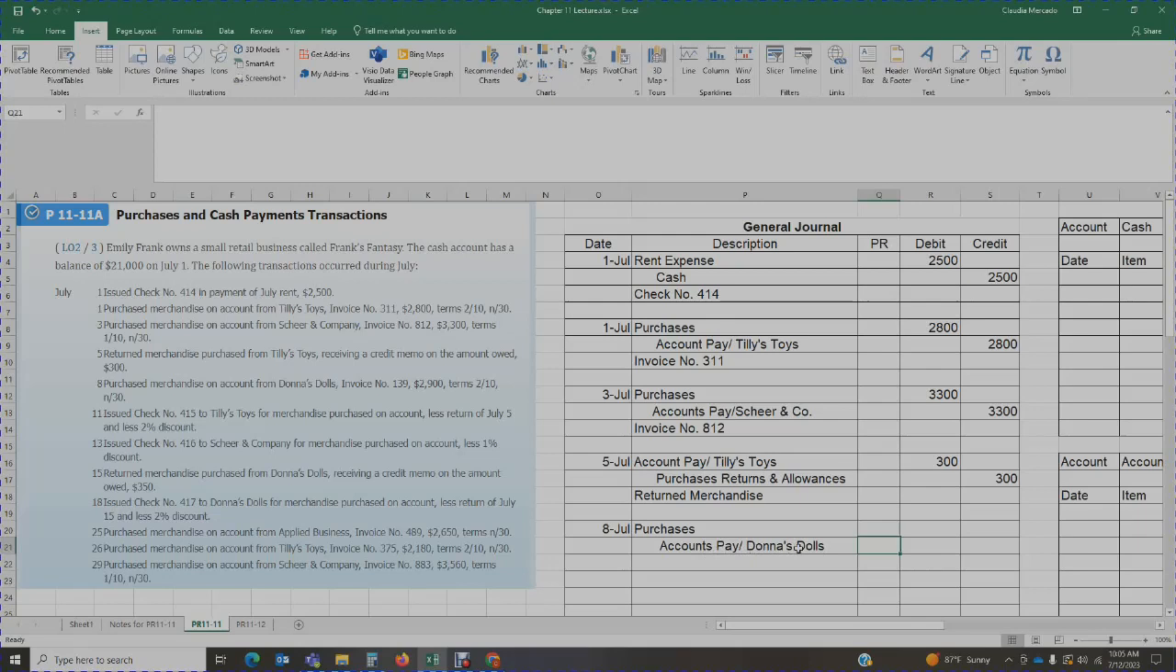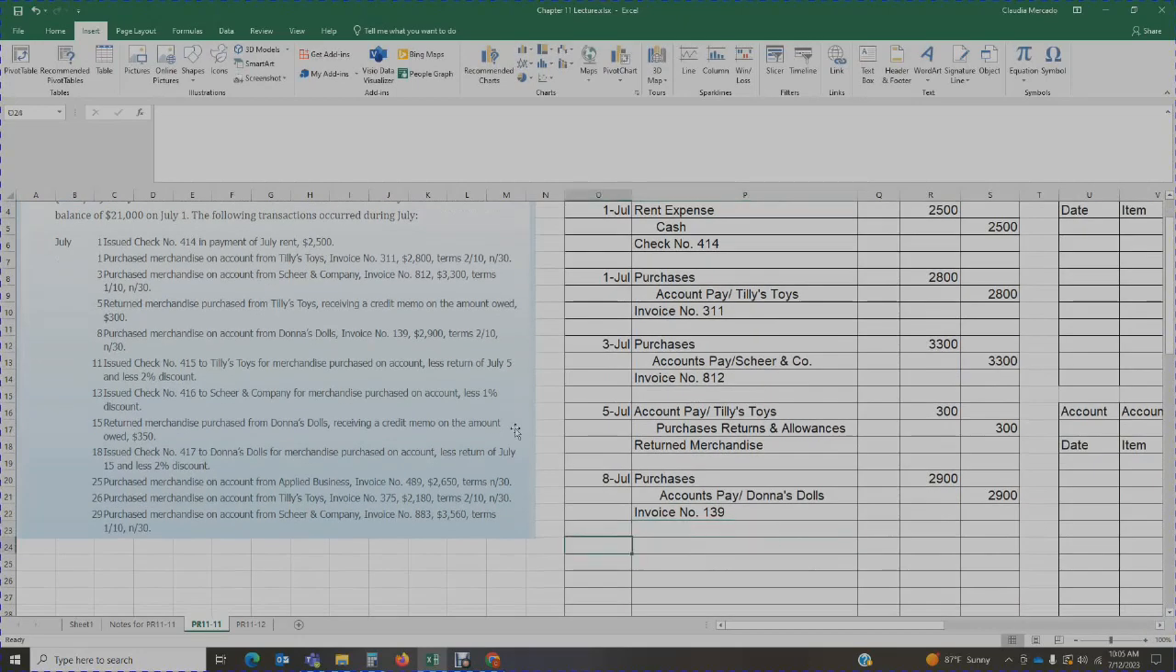If we made the purchase on account, which is the scenario here on July the 8th, it says that we purchase on account. Then if it's on account, we credit accounts payable. Okay. So the amount of the purchase is $2,900. And this is invoice 139. So that happened on the 8th.